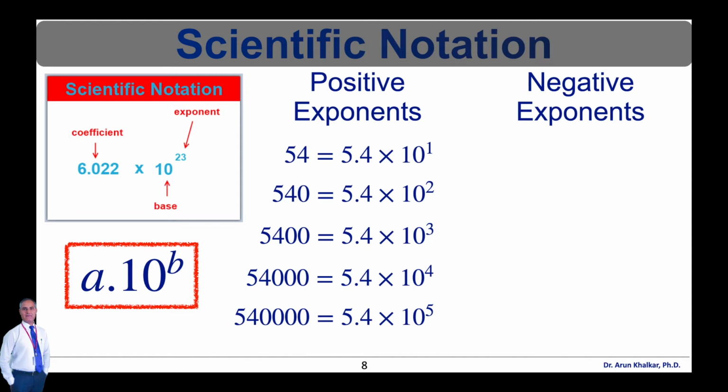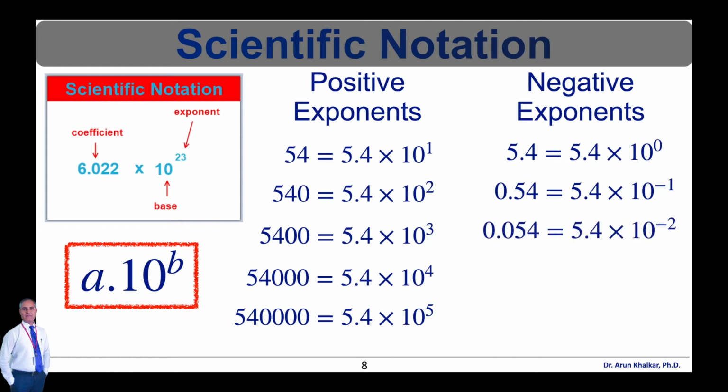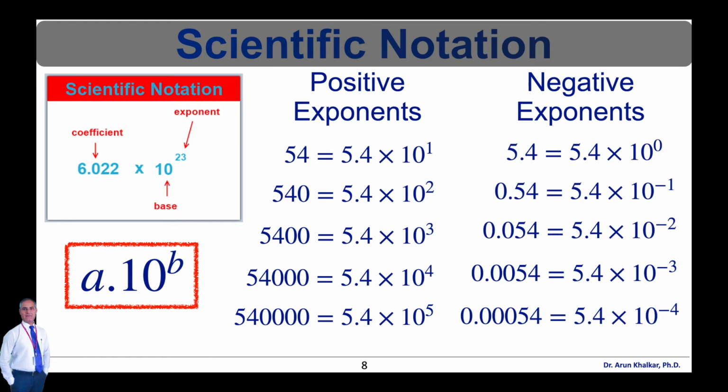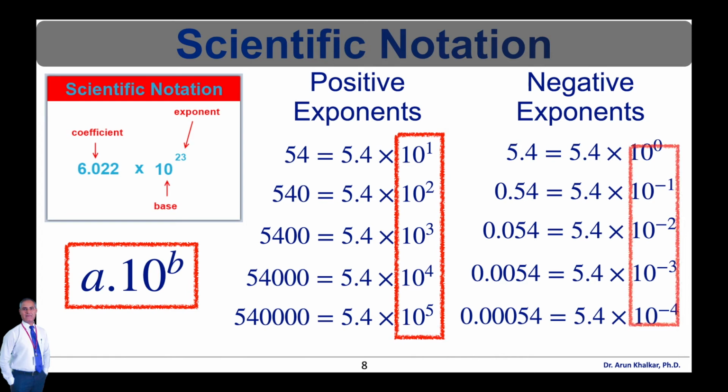Whereas the same example we can write in negative exponent as shown here. 5.4 is equal to 5.4 times 10 raised to 0. 0.54 is equal to 5.4 times 10 raised to minus 1. 0.054 is equal to 5.4 times 10 raised to minus 2. 0.0054 is equal to 5.4 times 10 raised to minus 3. Finally, 0.00054 is equal to 5.4 times 10 raised to minus 4. So this is all about scientific notation and the positive and negative exponents.